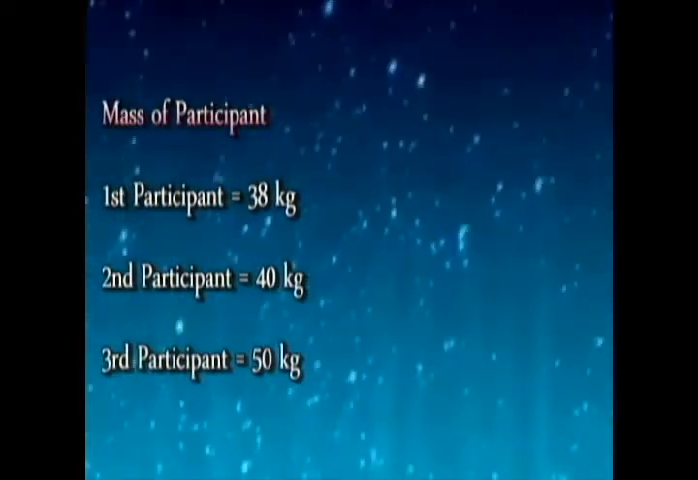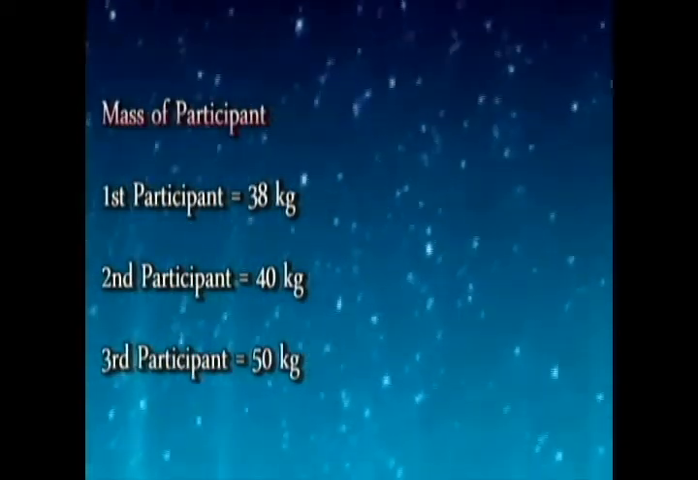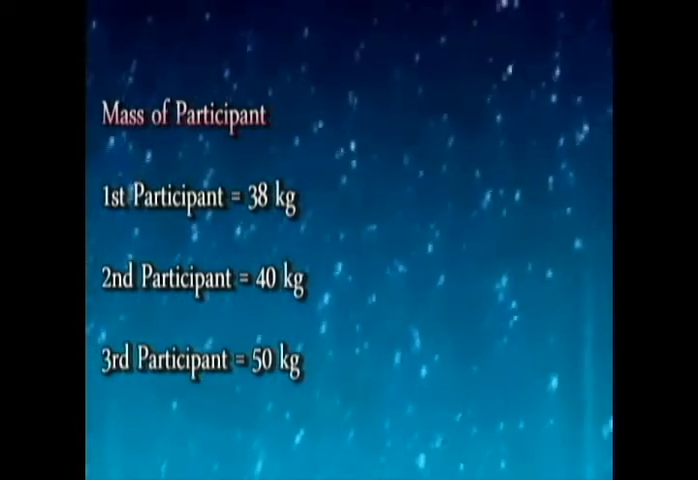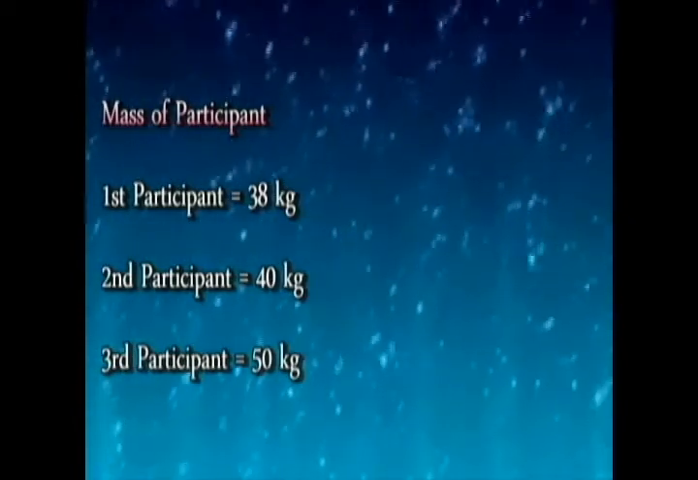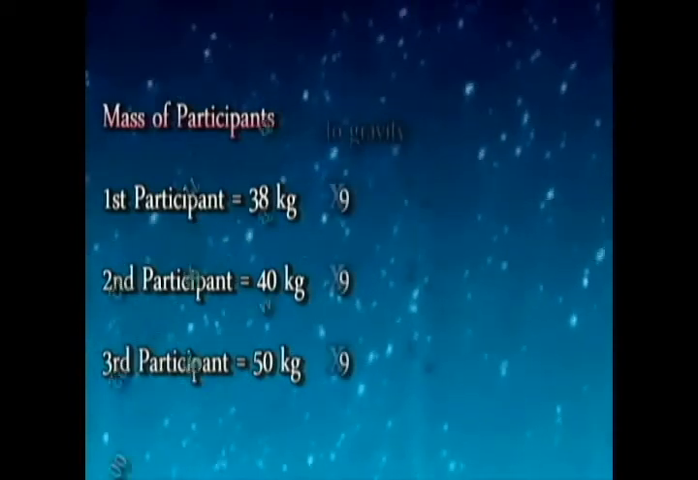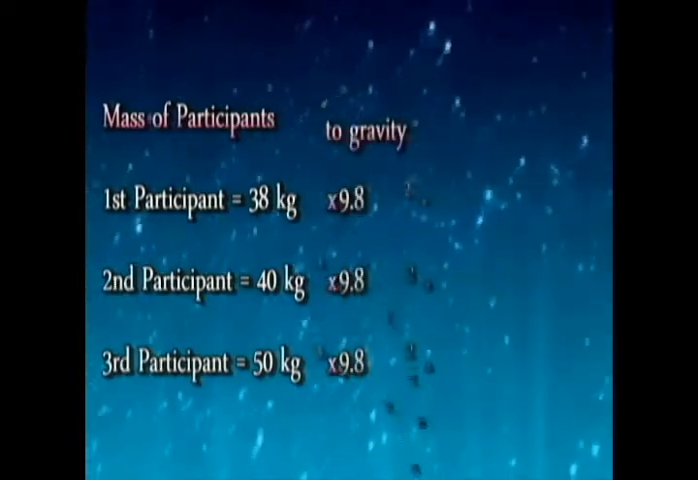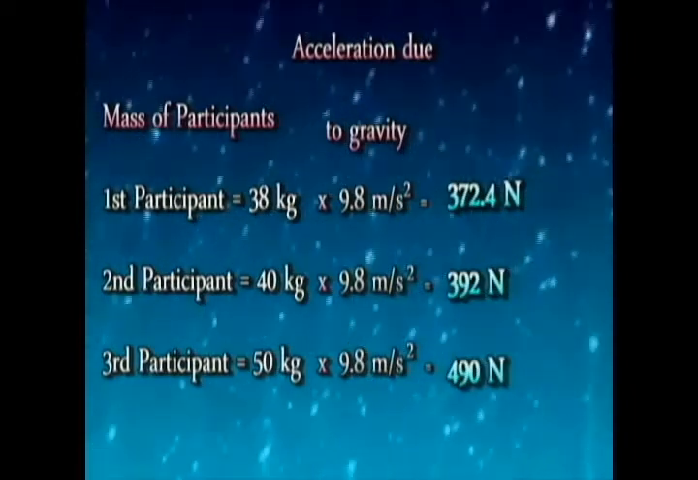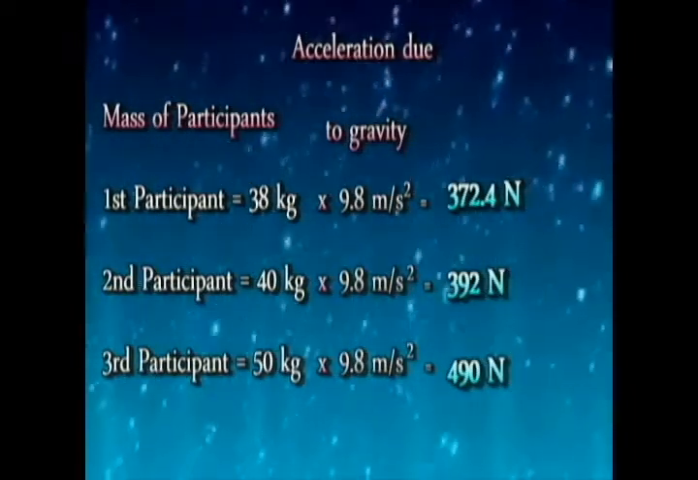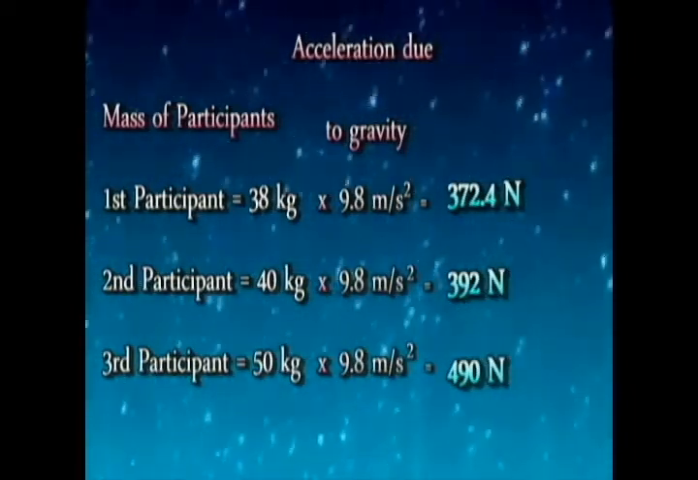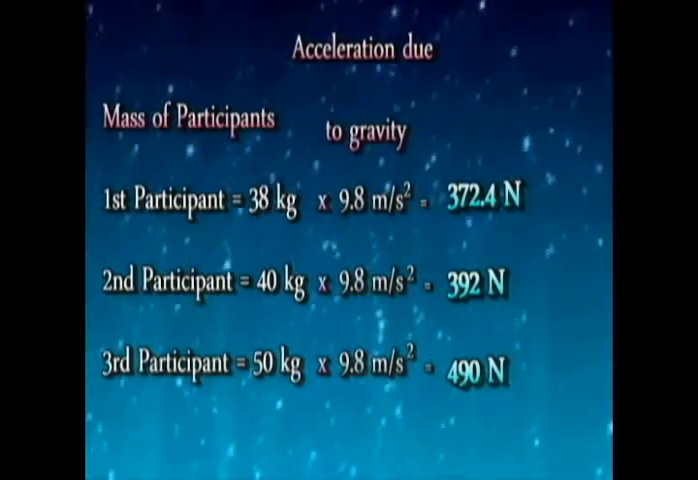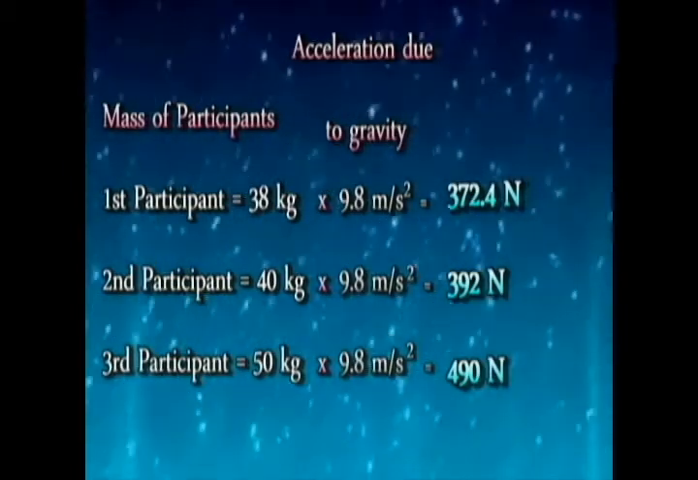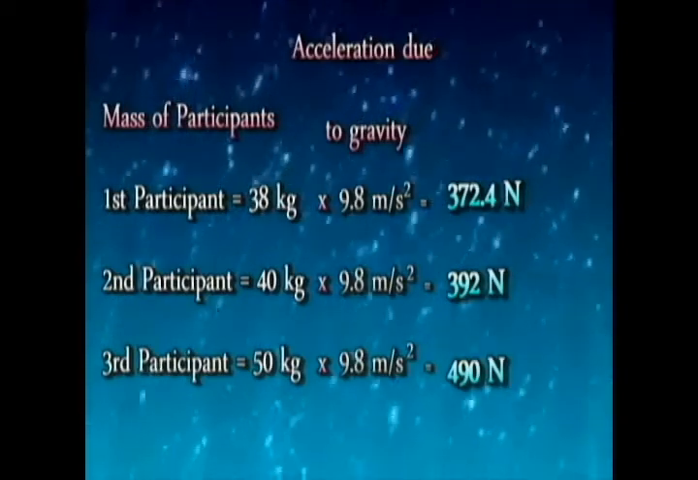So in the next activity, we must first determine the work done of the participants. Multiply each participant's mass by the value of acceleration due to gravity to get their weight. So the weight of the first participant is 372.4 newtons. The second participant is 392 newtons. And the third participant is 490 newtons.